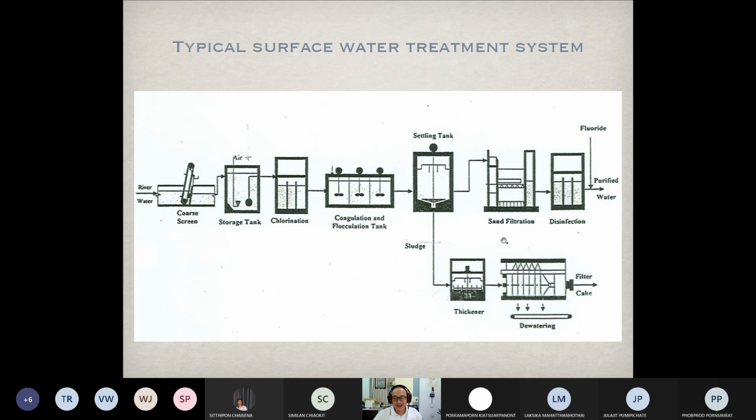Okay, but sometimes we have to add oxygen. We have to aerate the water just to remove taste and odor, or remove iron and manganese, and oxidize some contaminants, some reducing agents in water. In that case, pre-aeration may be required, especially for groundwater, but not for surface water, as I mentioned in the exam questions.